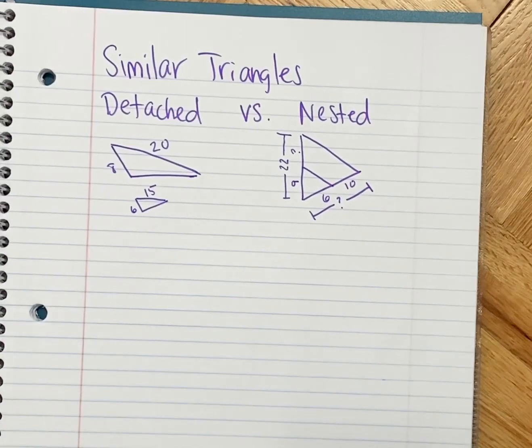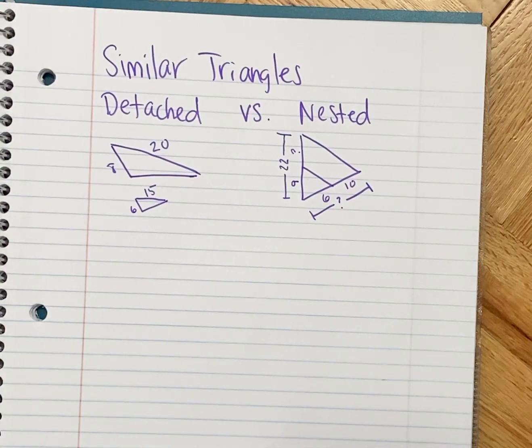Hi guys, so far we've really just been talking about similar triangles when they're two separate triangles. But today I'm going to talk to you about detached versus nested similar triangles, or just triangles in general, okay?